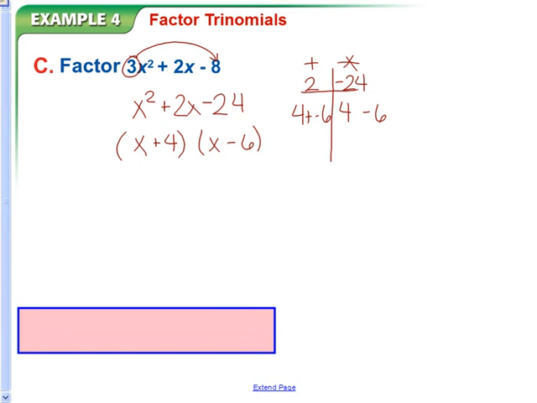But we multiplied by 3, so we have to divide by 3. The first one does not reduce, so we say it's 3x plus 4. And the second one does reduce, so it's x minus 2.